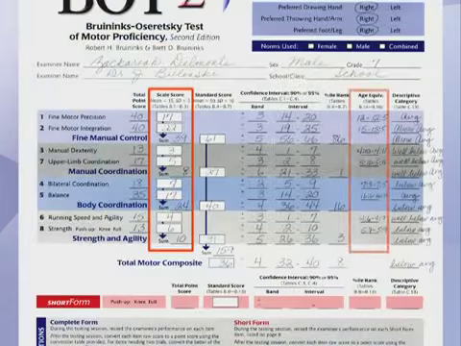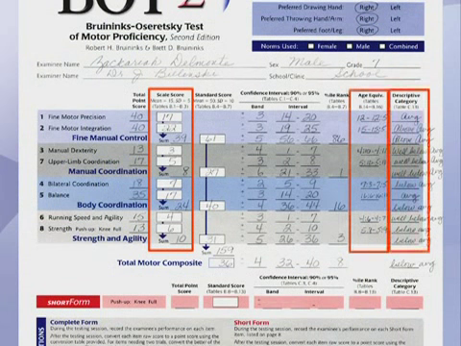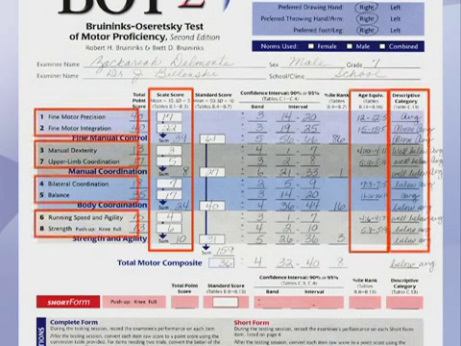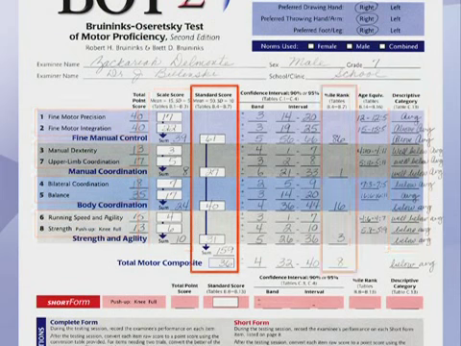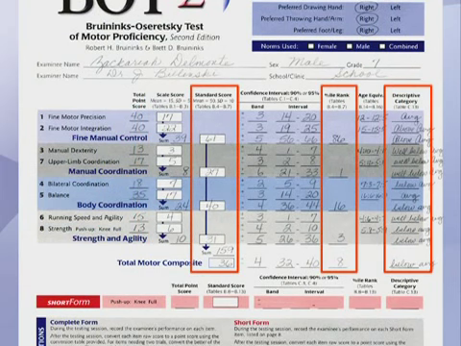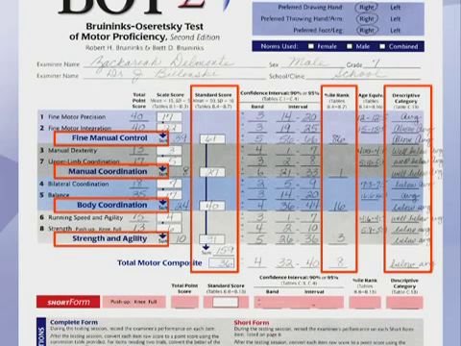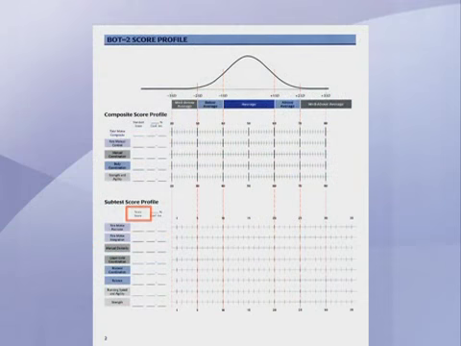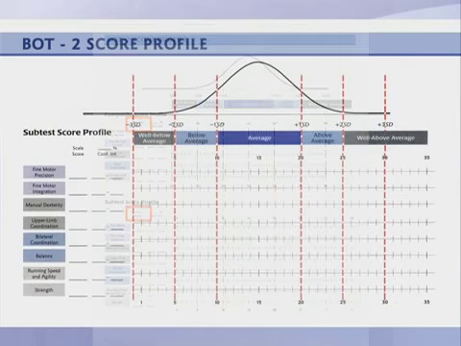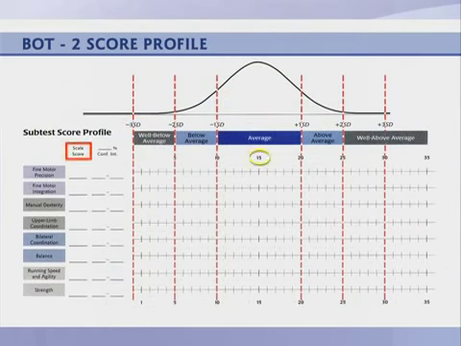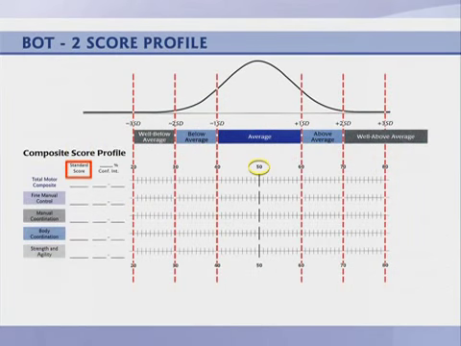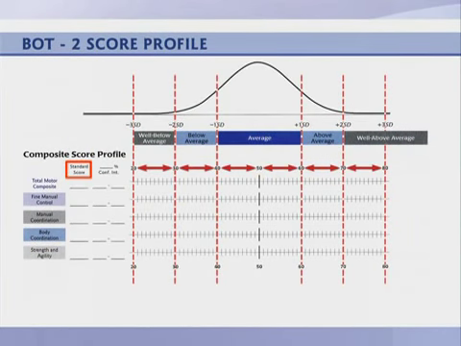Scale scores, age equivalents, and descriptive categories are the derived scores available for the 8 subtests. Standard scores, percentile ranks, and descriptive categories are available for the 4 motor area composites and the total motor composite. Scale scores and standard scores, like z-scores, describe the score's relative distance from the norm group mean using standard deviation units. The BOT2 scale scores have a mean of 15 and a standard deviation of 5. Standard scores have a mean of 50 and a standard deviation of 10.